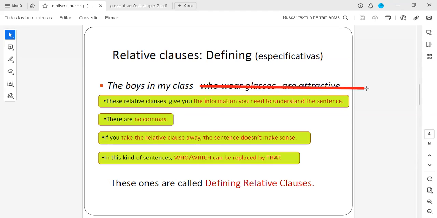Entonces acá, si yo quito mi relative clause, no tiene sentido. Necesito más información. Necesito una oración independiente y una dependiente. ¿Cuál es la dependiente? The boys in my class. ¿Por qué? Porque me hace falta esa idea principal. ¿Qué pasa con ellos? Ah, ok, usan. Quienes usan lentes son attractive, right? Sí, we check another one.